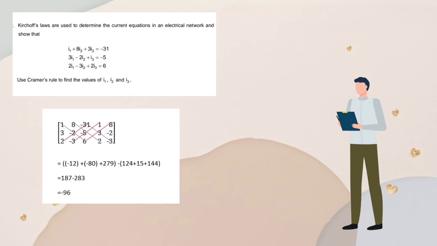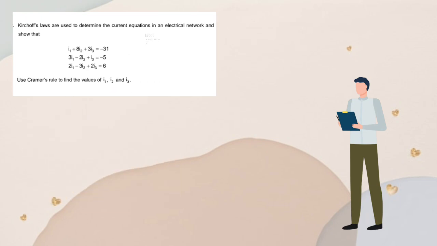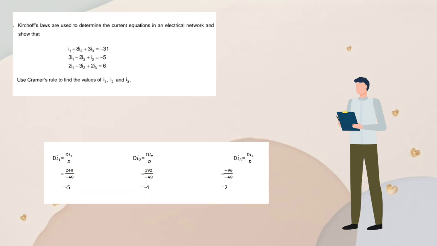Next, to find D3, the first cross product is -12 plus -80 plus 279, subtracted with the next cross product 24 plus 15 plus 144. Both results give -96. Therefore, to find the value of x, D1 is divided by the determinant D, and the answer for x is -5. To find the value of y, D2 is divided by the determinant D, and the answer for y is -4. To find the value of z, D3 is divided by the determinant D, and the answer for z is 2.